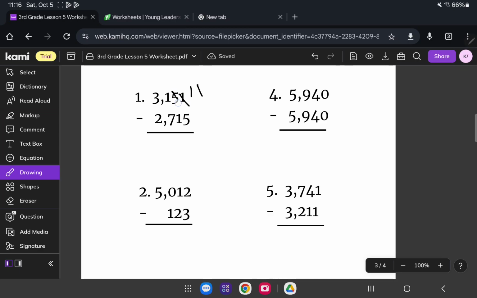So borrow a 10, 5, 11 minus 5 is 6. 4 minus 1 is 3. Borrow a 10. 11 minus 7 is 4. And then we round that up or down. So that would be 3,000. And then we round that one. And that equals 0.